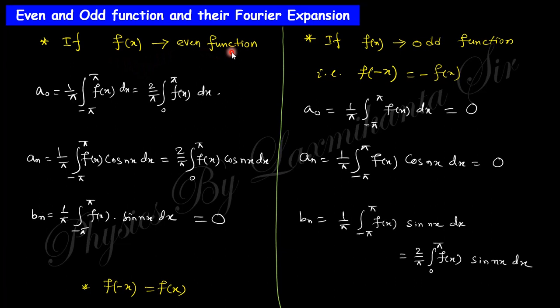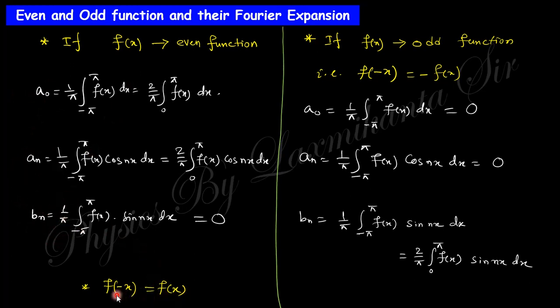Suppose f of x is an even function. Then what will be the Fourier coefficients? You can see a0 will be like that. Since this is an even function, this can be written as 2 times this integral. Since f is even, and cos is also even, the product of even functions is even. But the product of an even function and an odd function is odd, and for an odd function the integral from minus a to plus a is 0. Clear? So in case of an even function you will get only a0 and an, and bn equals 0.